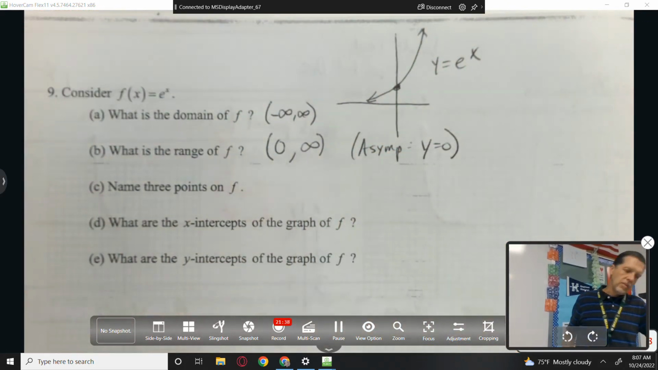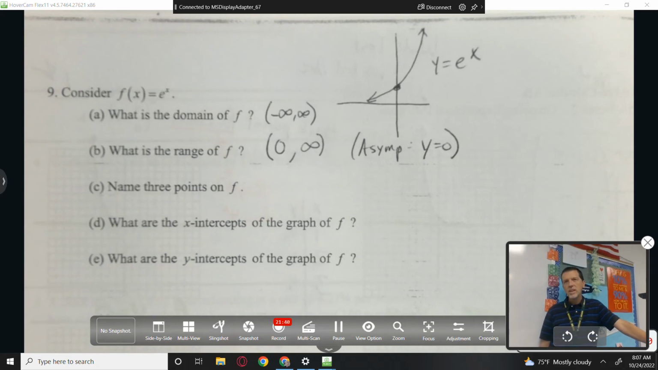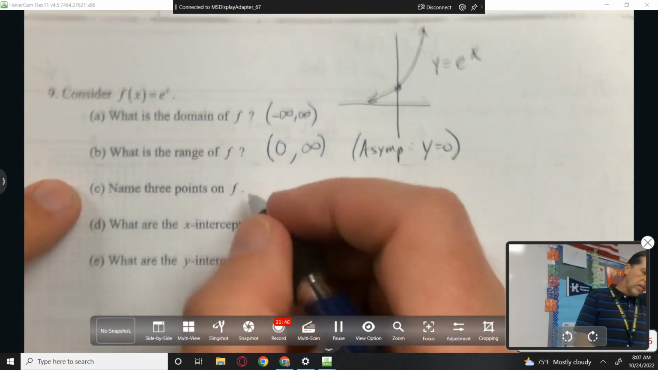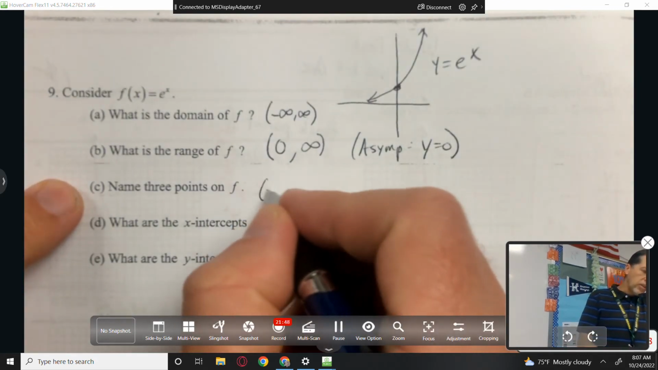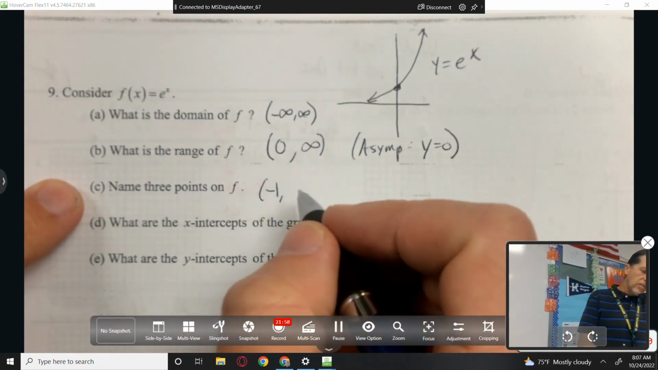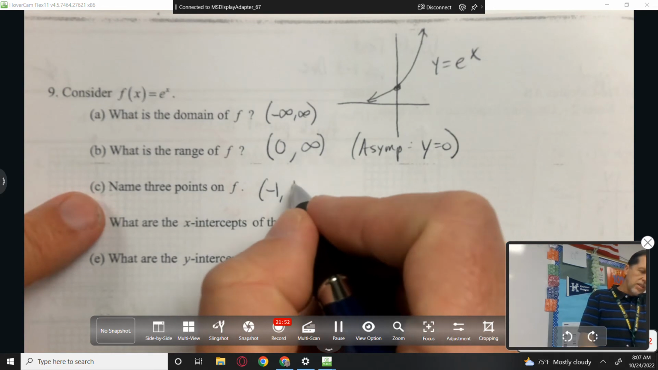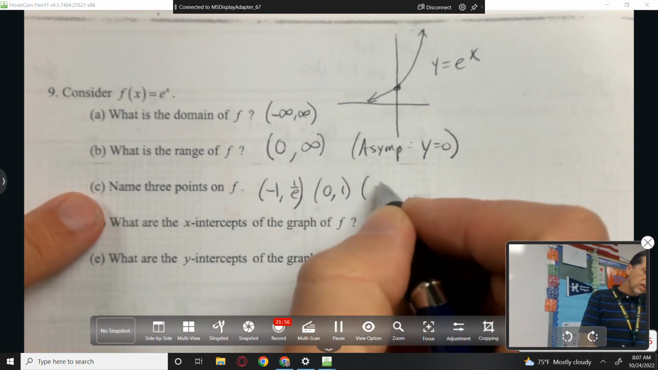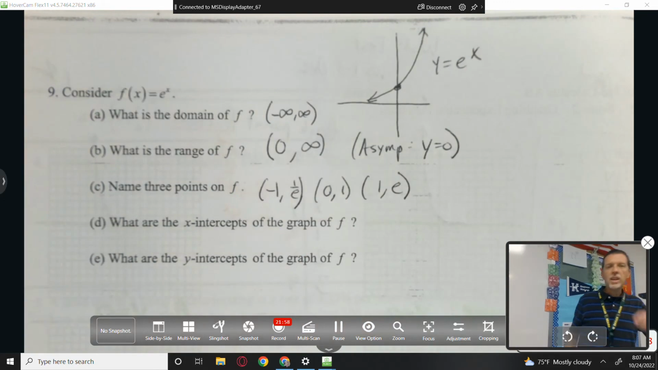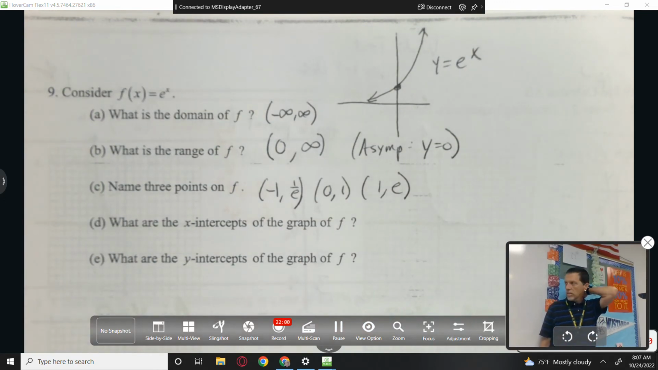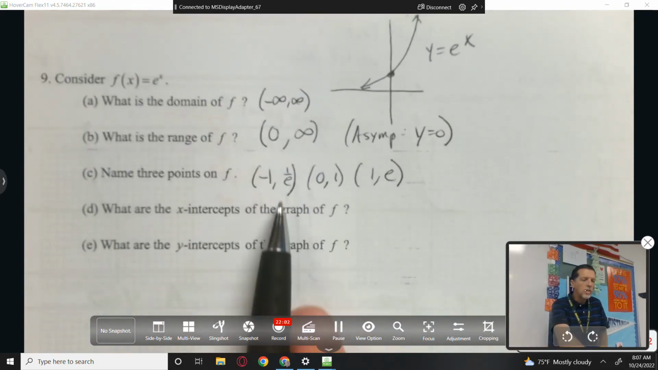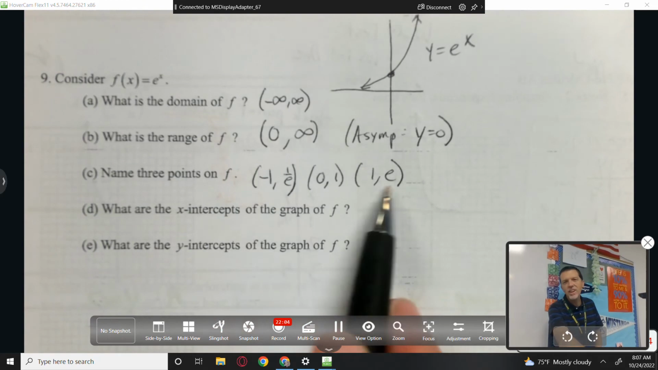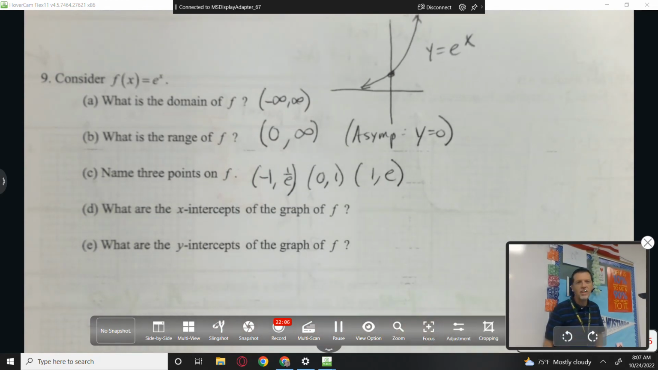So it didn't really ask about the asymptote, but that's a kind of parallel question there. Those go together. Name 3 points. Well, that's the table of values we started with: negative 1, 1 over e; 0, 1; and 1, e. If you put 1 over 2.7, that's fine, and then 2.7 for e, that's okay.